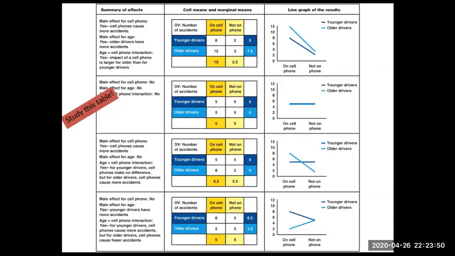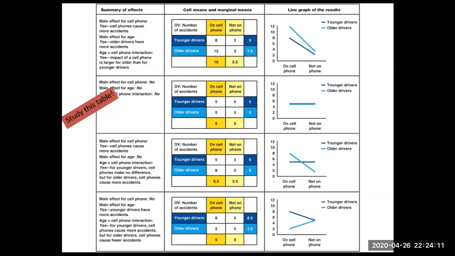If your cells are 5, 5, 5, and 5, that means your marginal means are 5, 5, 5, and 5. So you're not going to get a main effect of cell phone. You're not going to get a main effect of driver age, and you're not going to get an interaction. And again, if you just did 5 minus 5 and 5 minus 5, you get the same thing either way. What about the third one?